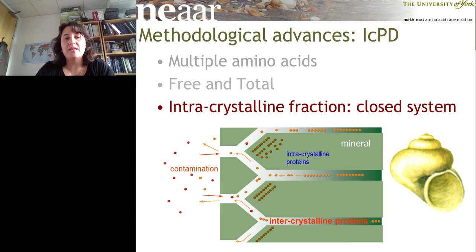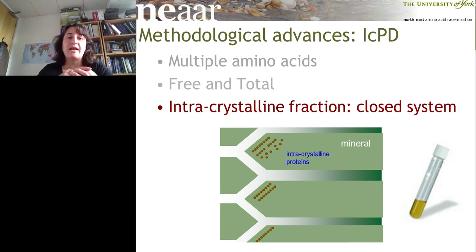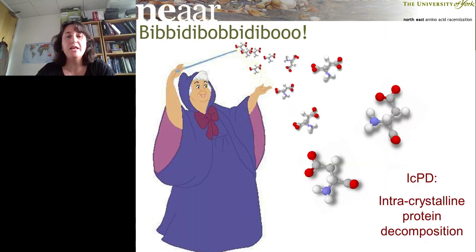Now, some really nice work done in the 1980s showed that actually in some biominerals, there's a very small fraction of protein that seems to be physically entrapped within the crystal, so-called intra-crystalline proteins. Now, if we analyze just these, then there's a good chance of it telling us about the age of the sample. So what we do is we basically remove all of the protein that isn't trapped within the crystal. We only analyze the material in the crystal to basically isolate a closed system of protein that's breaking down predictably. So bibbidi-bobbidi-doo, put it together, and what do we get? We get what we're calling ICPD, or intracrystalline protein decomposition.